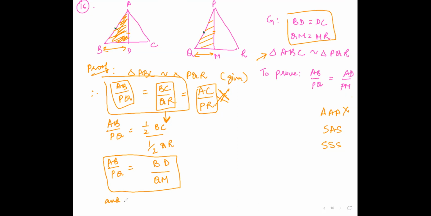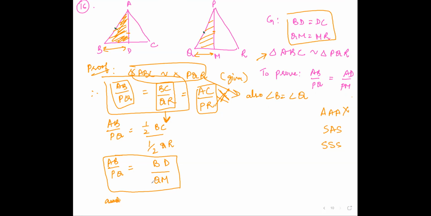Angle B is equal to angle Q. Exactly. So from here, when I was writing this, here only I can mention that also angle B is equal to angle Q. This is corresponding parts of similar triangles. Understood?